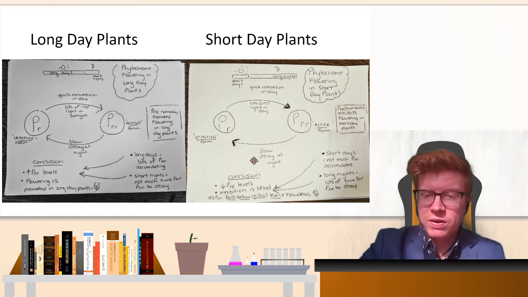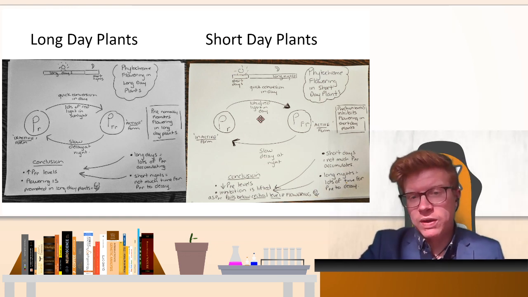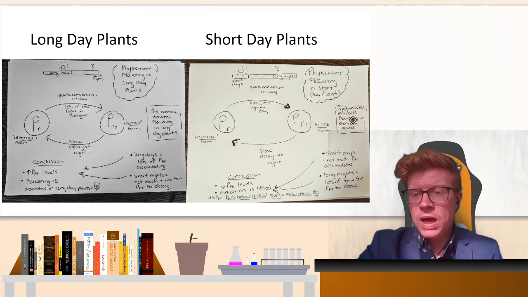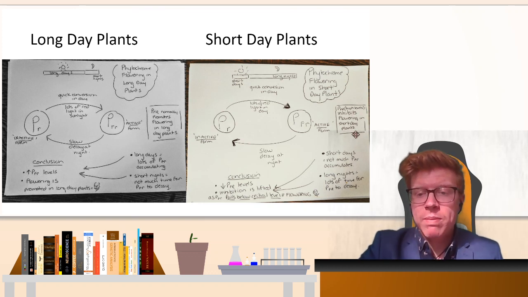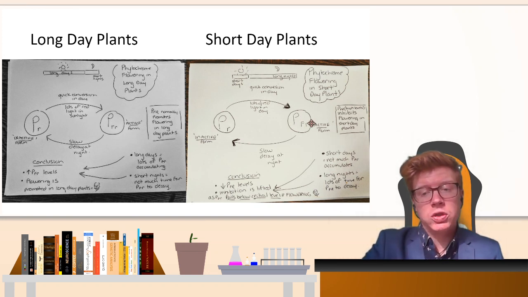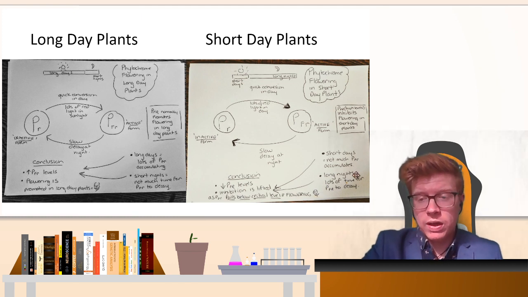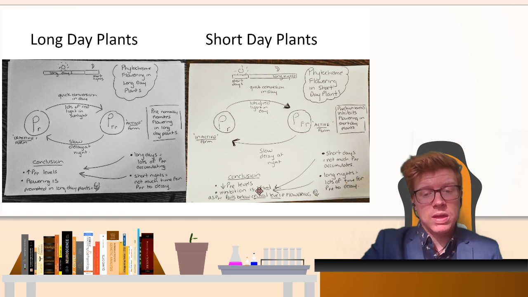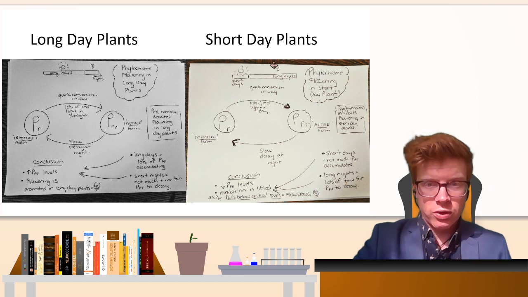We compare that to our short day plants, which only flower when the days are short enough. PFR, or high levels of it, inhibits flowering. So this active form inhibits. If we have too much of this, flowering cannot occur. Short days result in not too much PFR being accumulated, and long nights result in lots of time for PFR to decay to PR. That leads to lower PFR levels, and thus the inhibition is lifted as PFR falls below some critical level, and then we get flowering occurring.